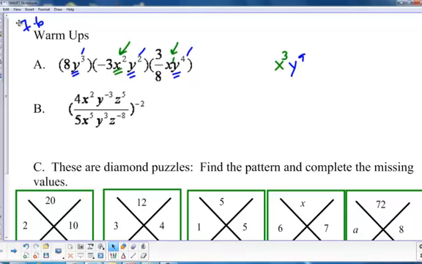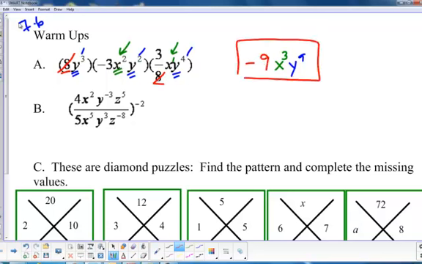And then the numbers, you just do what the numbers are asking. Now, 8 times 3/8, the 8 actually cancels, so that's like a 3. And negative 3 times 3 is negative 9. So this whole first thing simplifies to that. It's a monomial that is a 12th degree, which means if it was just x, it could have up to 12 x-intercepts.